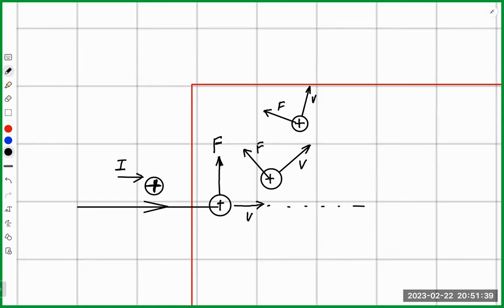But what happens after some time? Because this charge particle is not moving in a conductor, it is free. So what happens is instead of moving in the original direction, it starts moving in a new direction. But according to the new direction, the new force is also perpendicular. It's not that the force is always in the same direction. The force is changing direction and it is always perpendicular to the velocity.